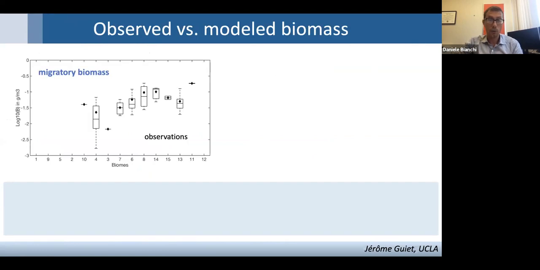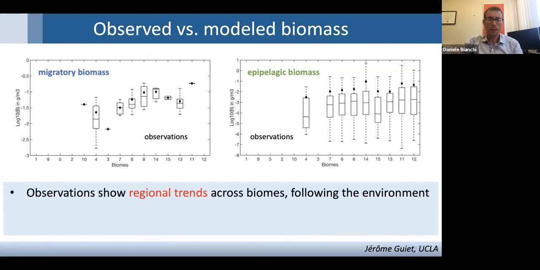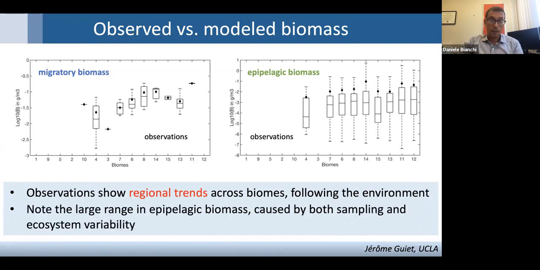So I'm gonna show you here observations in black. This is the migratory biomass for the biomes for which we have observations. Again, the box plot shows the distribution of the trawl biomass. This is the epipelagic biomass. I would say that observations show regional trends that are fairly coherent across biomes that follow environmental driver. Primary production is one of the variables that mostly explain the variability among different biomes. There is also a very large range in epipelagic biomass, which I would say is caused by both sampling and inherent variability in the epipelagic ecosystem and the organisms that move and are affected by the currents and aggregate in a different way.